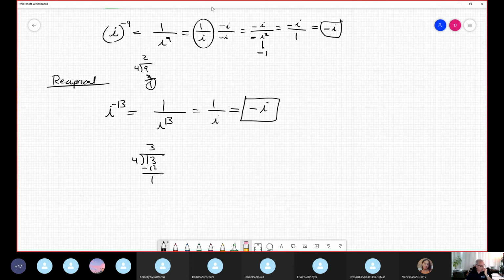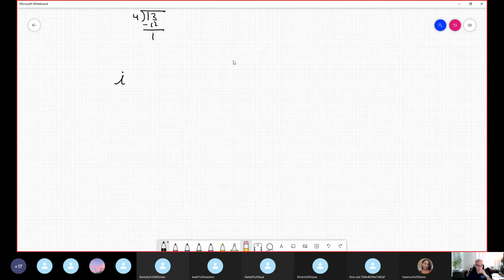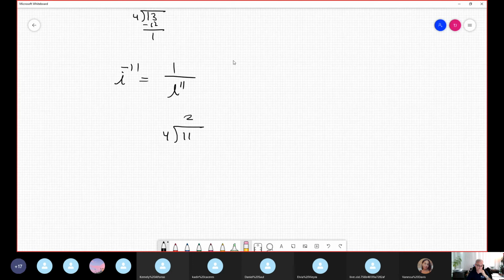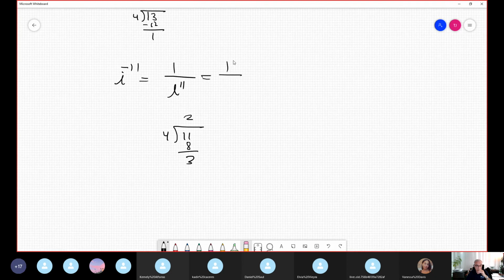One more. The last one, I suppose. i to the minus 11 power. That is 1 over i to the positive 11 power. 11 divided by 4 is 2, because 2 times 4 is 8, and 3 would be too much. So 8, subtraction is 3. So this is equivalent to 1 over i to the cubic power, because the remainder is 3.